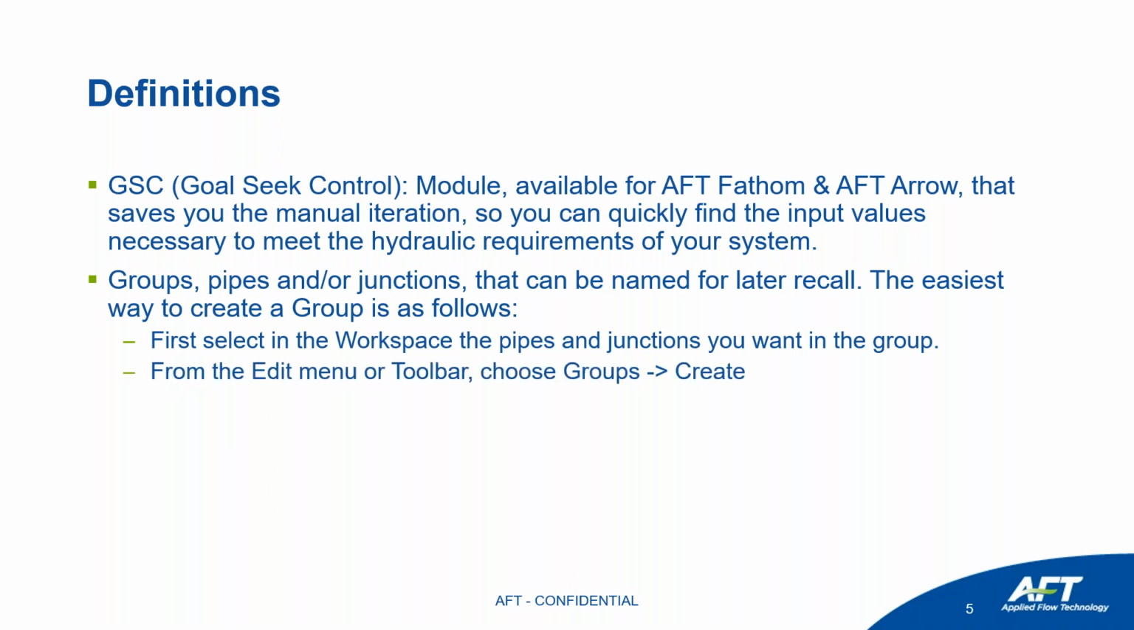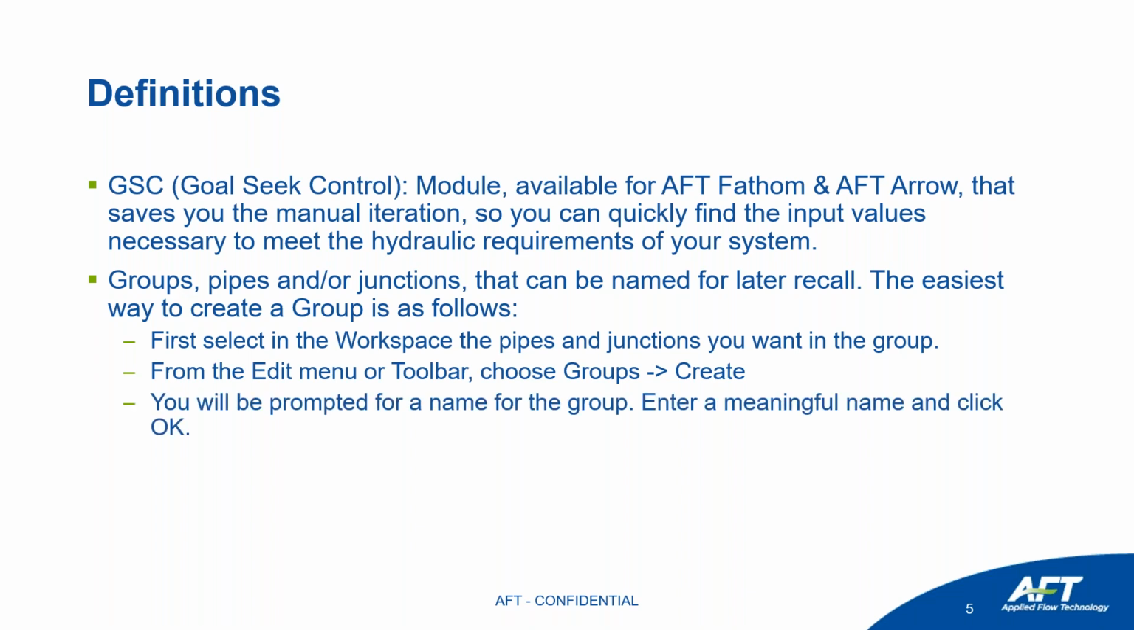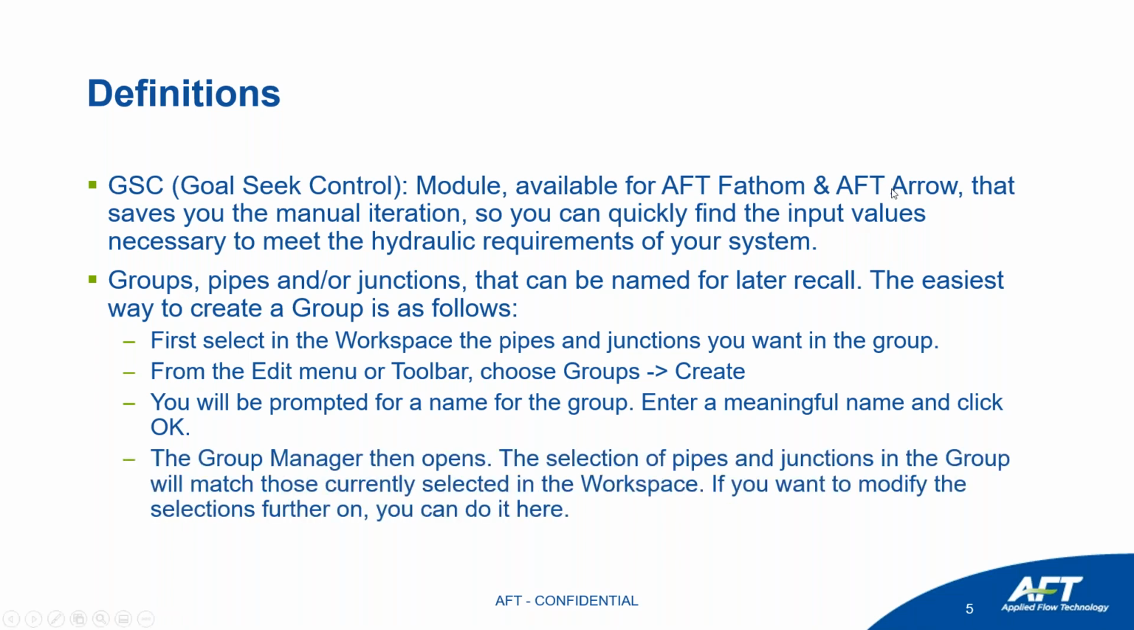From the Edit menu toolbar, choose Groups and then Create. You will be prompted for a name for the group. We suggest you use a meaningful name that makes it easy for you to know the purpose of that group. When you type the name, you just hit OK. When you hit OK, the Group Manager then opens. The selection of pipes and junctions in the group will match those currently selected in the workspace. And if you want to modify the selection further, you can do it here.